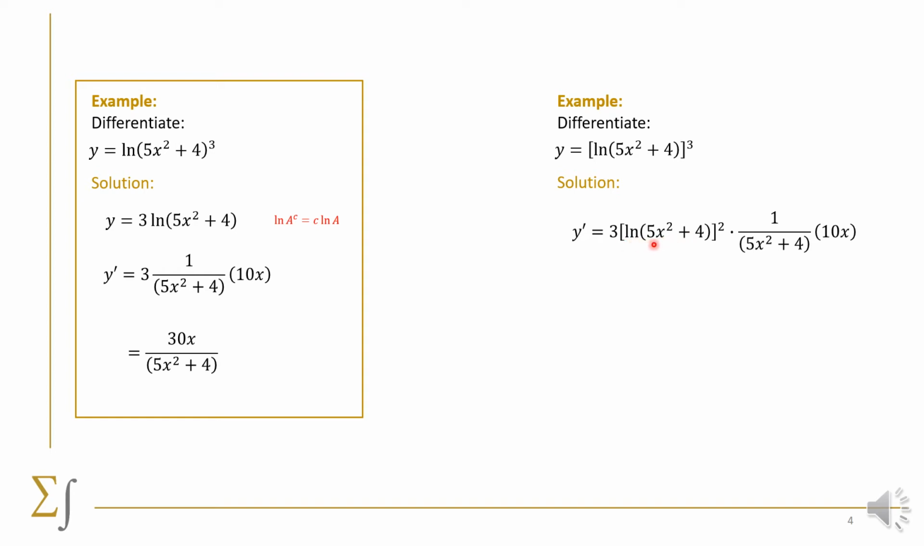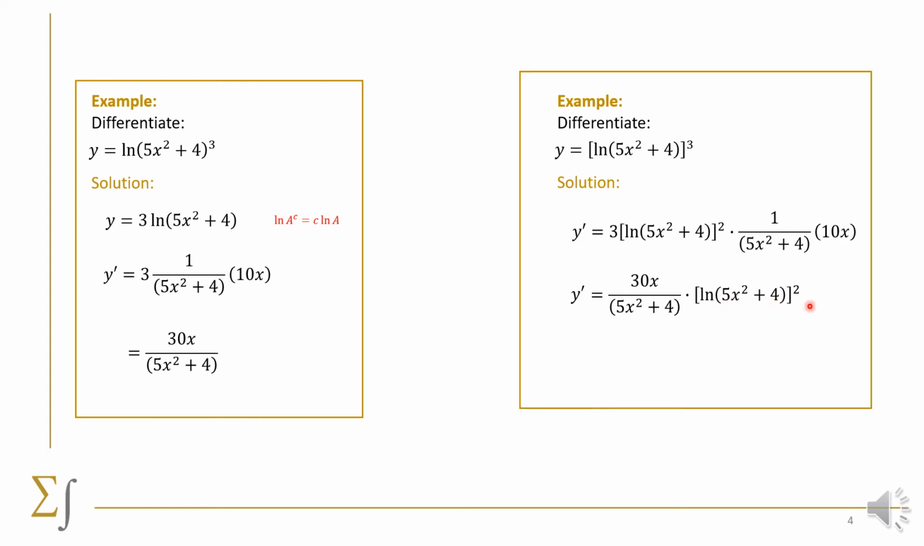And how do we differentiate a logarithmic function? We all know that we put 1 over inside, which is 5x squared plus 4, times the derivative of inside, which is 10x. We can rewrite this as y prime is equal to 30x over 5x squared plus 4 multiplied by ln of 5x squared plus 4 all squared. We move on.